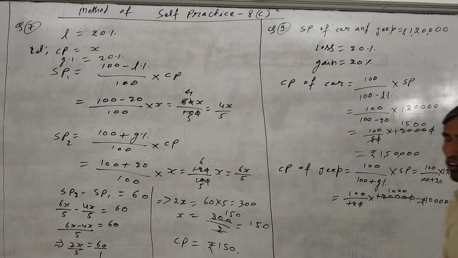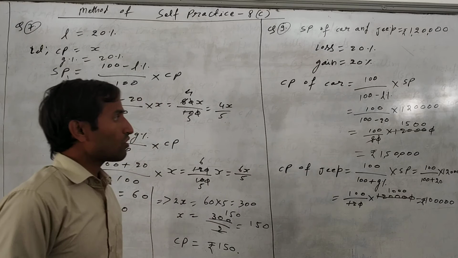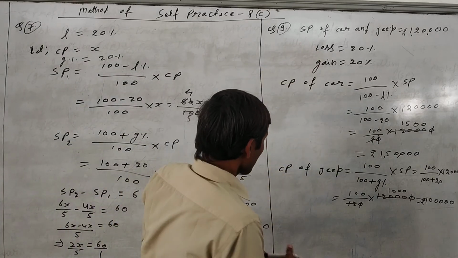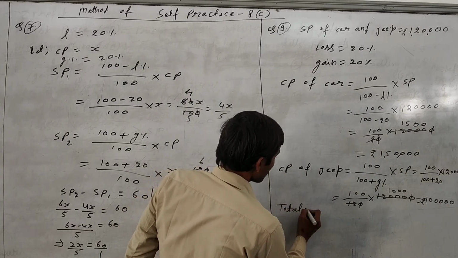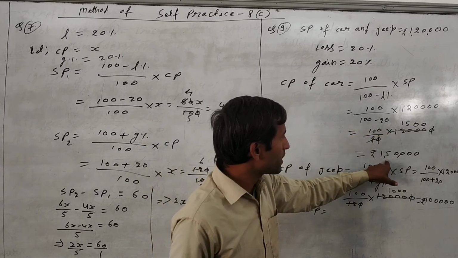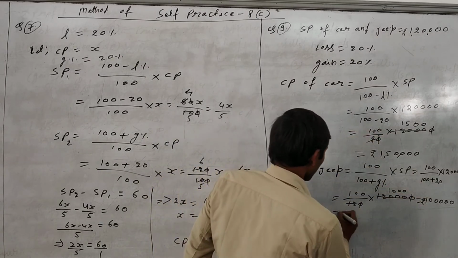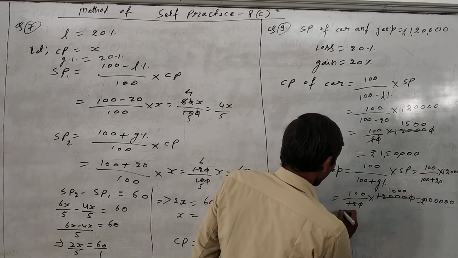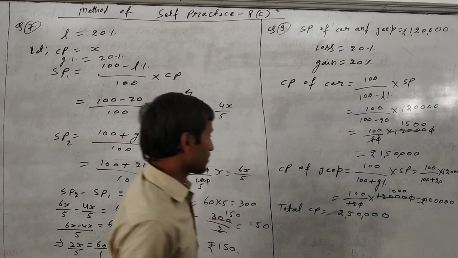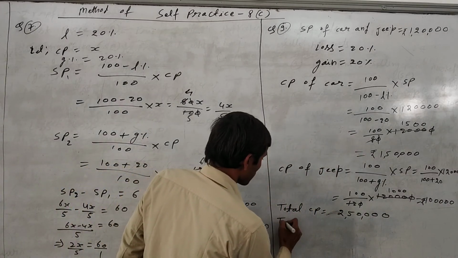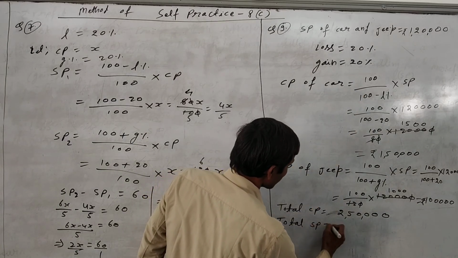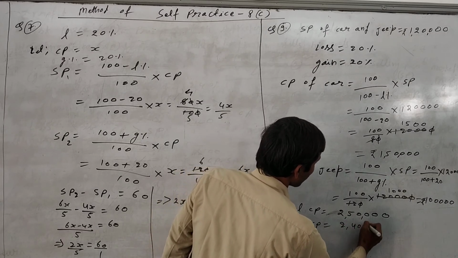Now we have to find the overall loss or gain. So in this case, first of all, we have to find total CP. Just add the CP for both car and jeep. So we will add 1 lakh 50 thousand plus 1 lakh, it will come 2 lakh 50,000 total CP. And total SP, how much? Just double the 1 lakh 20,000. Total SP is equal to 2 lakh 40,000.